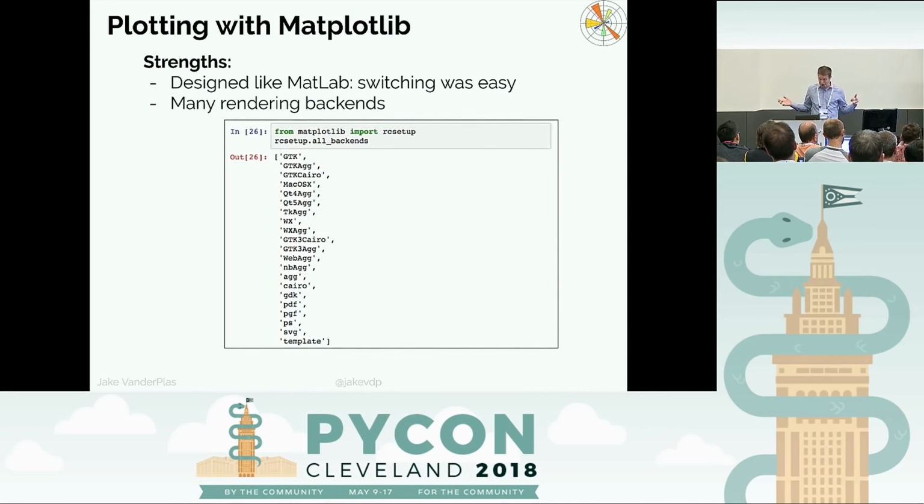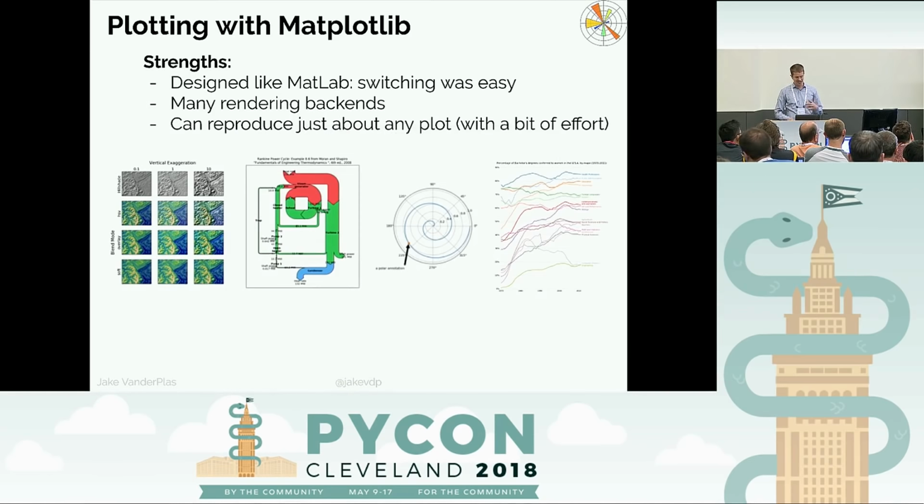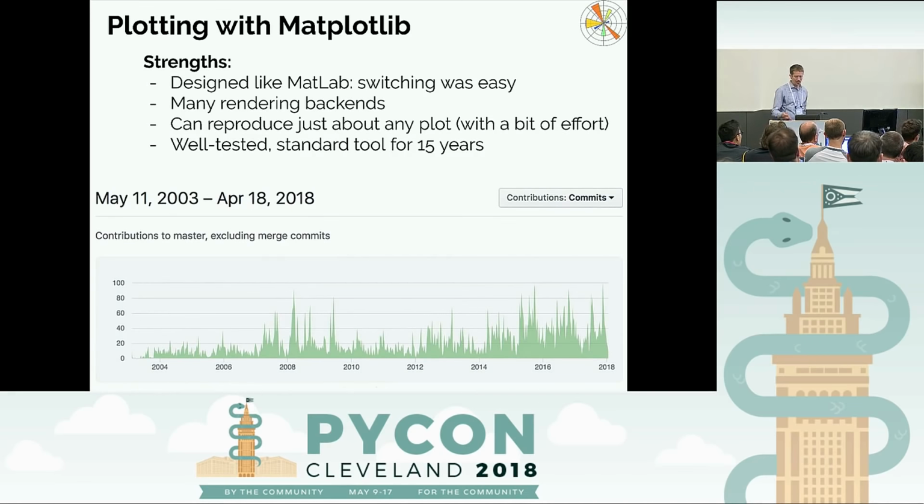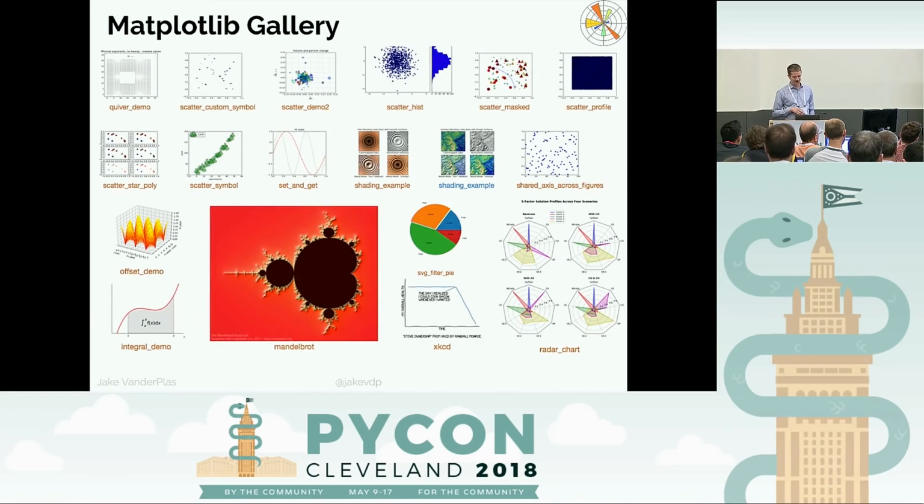Matplotlib has a ton of rendering backends. You can basically do anything, any system or any output, EPS, PDF, things like that with Matplotlib. It's flexible enough to basically produce any plot that you want if you put in a little bit of effort with it. And it's this well-tested, battle-tested tool for the last 15 years, with really, really active development too. So in a lot of ways, you can't go wrong with Matplotlib because it's this incredible tool that can do almost everything you want.